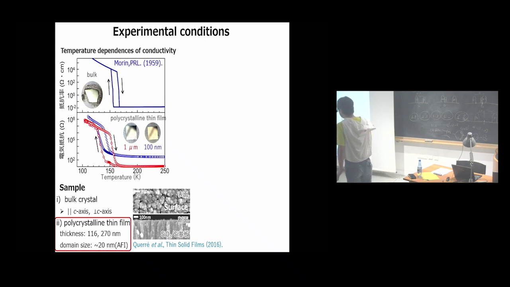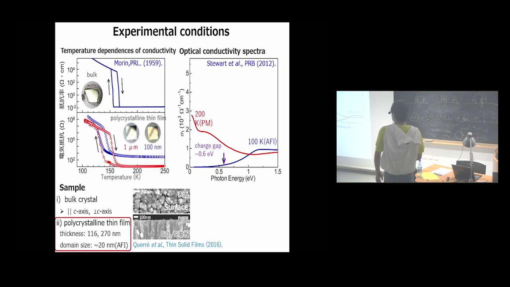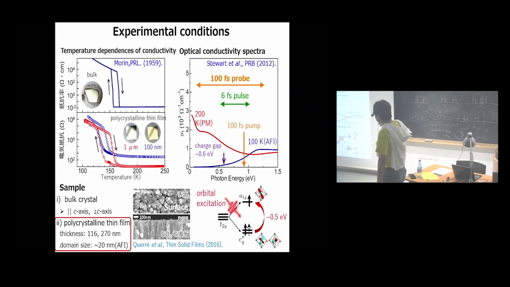nanometer, 200 nanometer, 270 nanometer, and the diameter of this is about 20 nanometer. It showed very good electronic nature, which is almost similar to the bulk crystal for the phase transition, insulator to metal transition. And here, this is an optical constant for the bulk crystal. And the experimental condition is shown here.